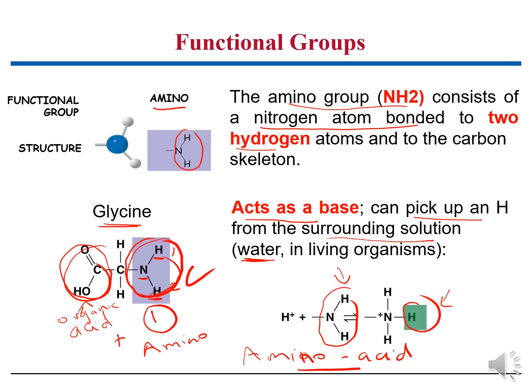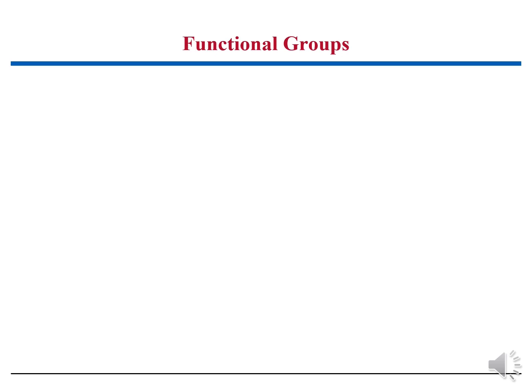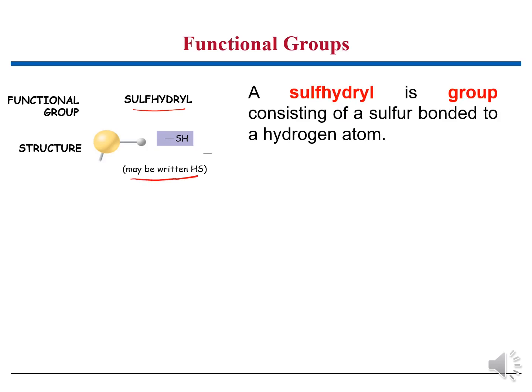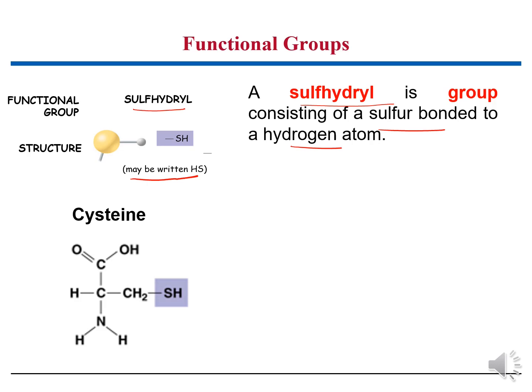All these amino acids have a lot of properties. For example, some of them act as a base, some of them can act as an acid, and they are very important for producing all the functions in living organisms. Another functional group is the sulfhydryl, and it can be written like this. And a sulfhydryl group consists of a sulfur bonded to a hydrogen atom.